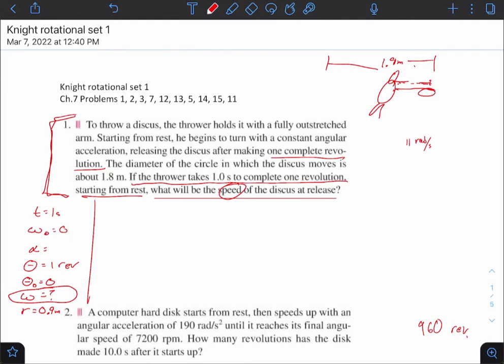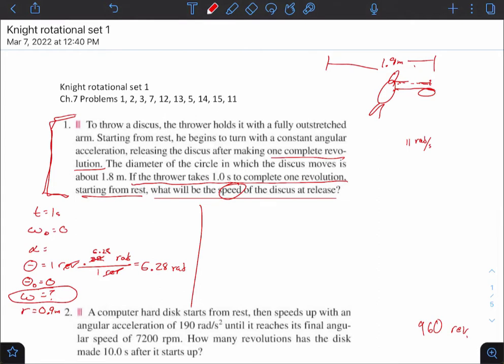Anytime I see revolutions, I'm immediately converting them to radians. So we know we have 2 pi, and again, I'm going to do this in every problem I do, 6.28 radians is 1 revolution. So now we can cancel out revolutions, and he completes 6.28 radians. And now my list is pretty complete.